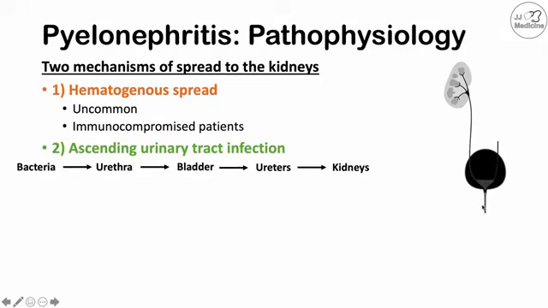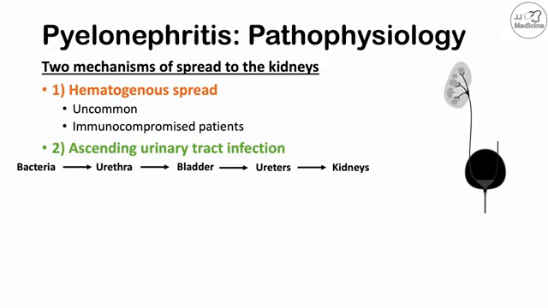So again, in women, the urethra is shorter than in men. So this is one reason why women are more at risk for having urinary tract infections in general, but also having pyelonephritis because they have a shorter urethra. So the bacteria don't have to climb as much to get into the system in general.